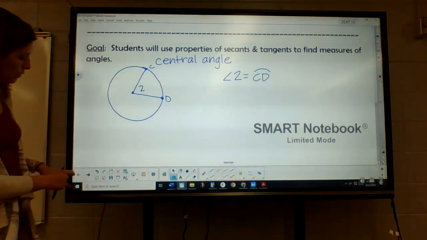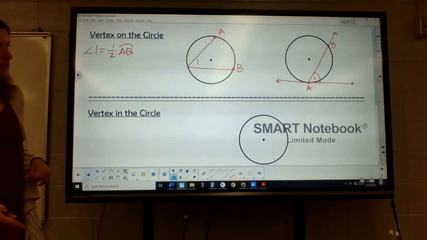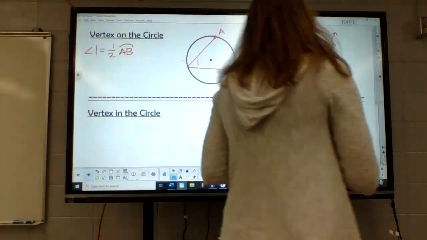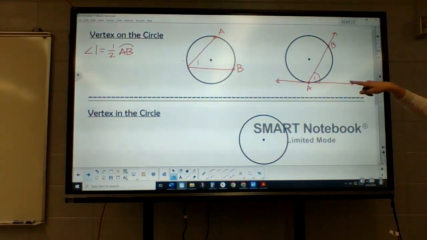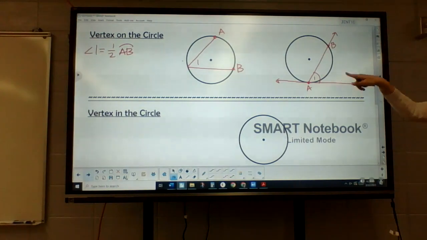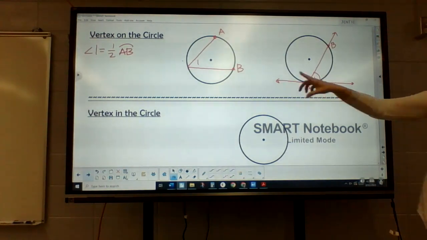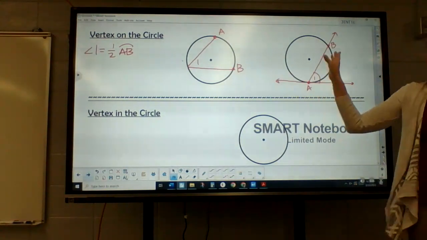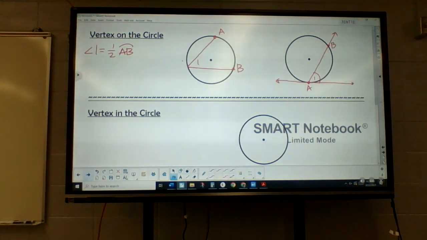So going back to the one, look at this is the one here. When the vertex is on the circle, the angle is half of the arc. So it could look like it's inside the circle, or it could just be on the edge of the circle. It's always half of that arc. And we'll see more examples of that in a little bit.